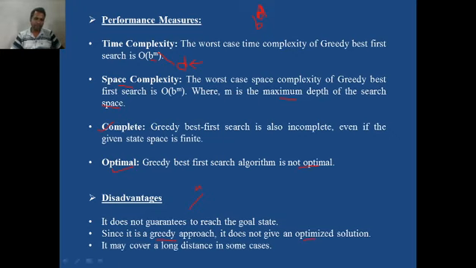And the last disadvantage is it may cover a long distance in some of the cases. If the search space or search tree is very large and complex, then it can cover a long distance.